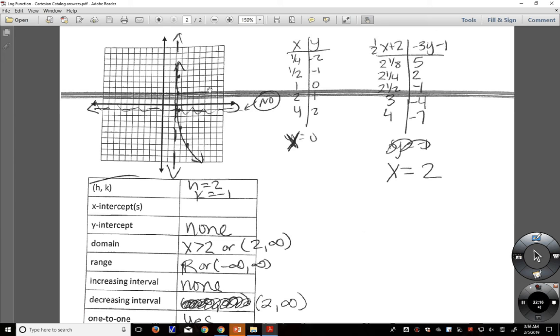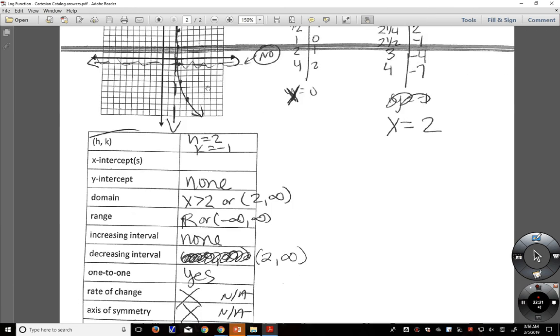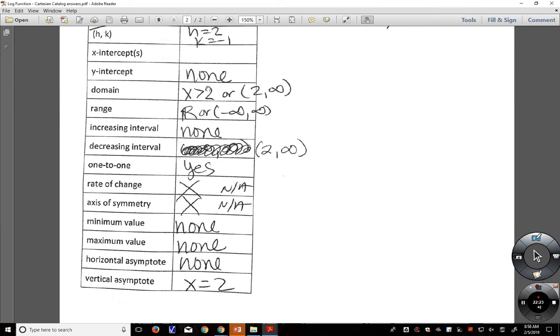So there's no increasing interval; the entire thing is decreasing, so the entire domain. It is 1 to 1, and then no min, no max, and we have our vertical asymptote at x equals 2. Okay.